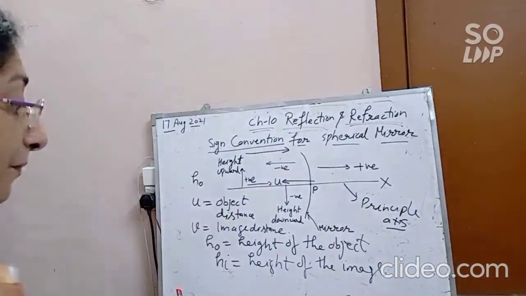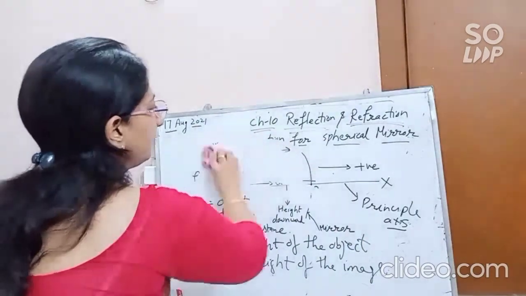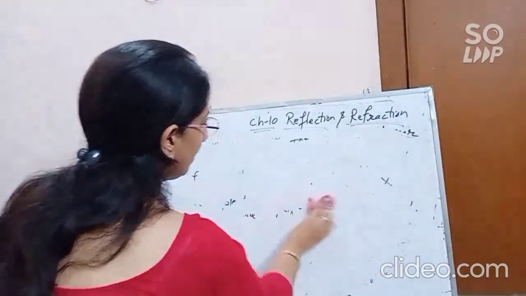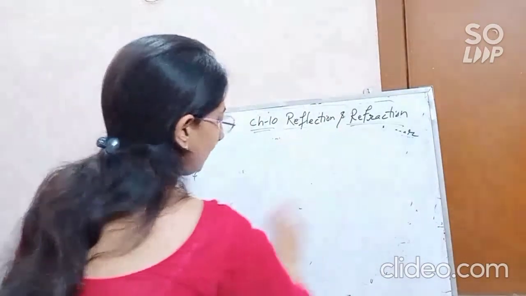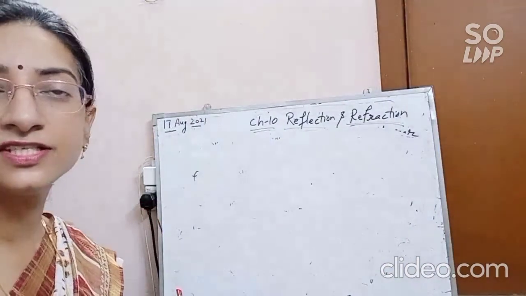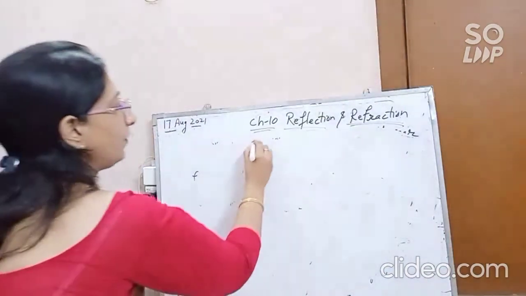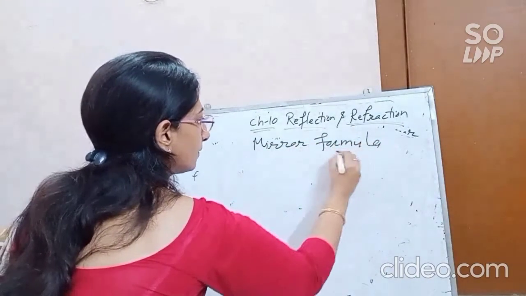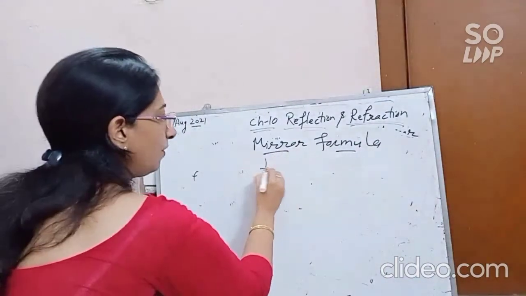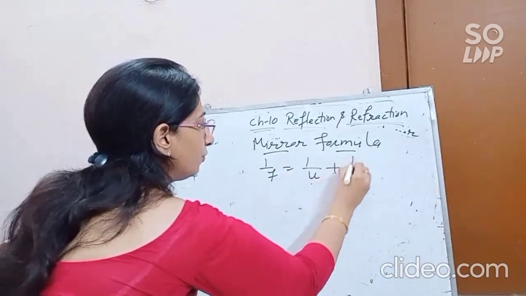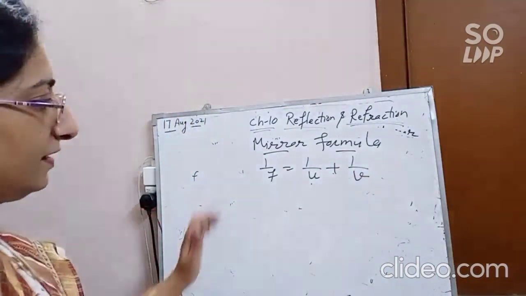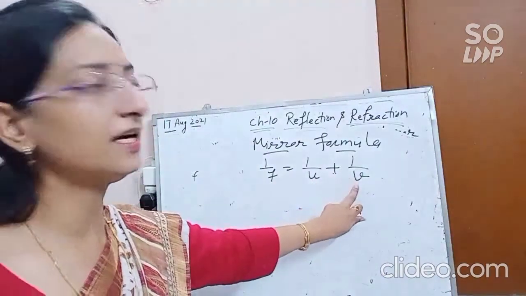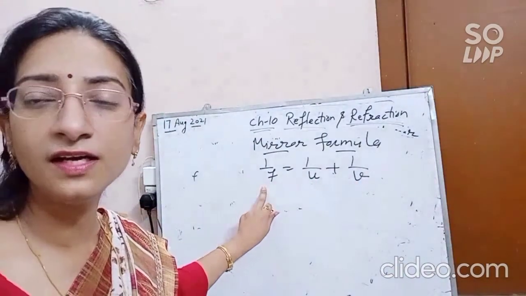Now we come to the mirror formula. From the mirror formula we can find the focal length F, the image distance, or the object distance. The mirror formula is 1 upon F equal to 1 upon U plus 1 upon V, where U is the object distance, V is the image distance, and F is the focal length of the mirror.